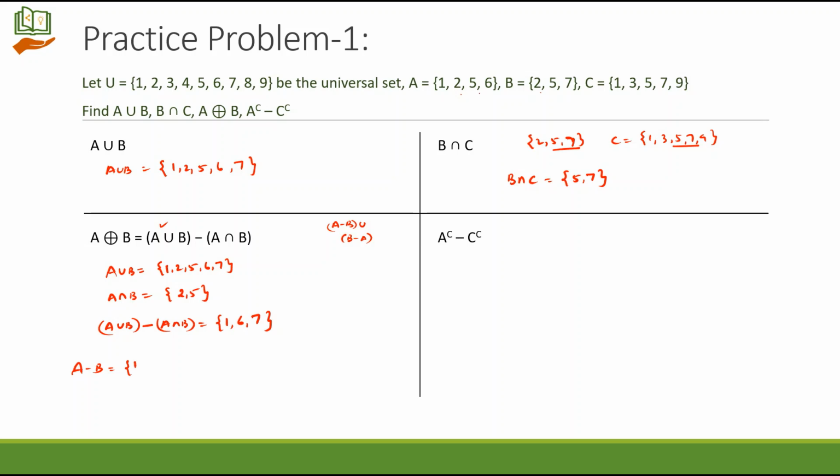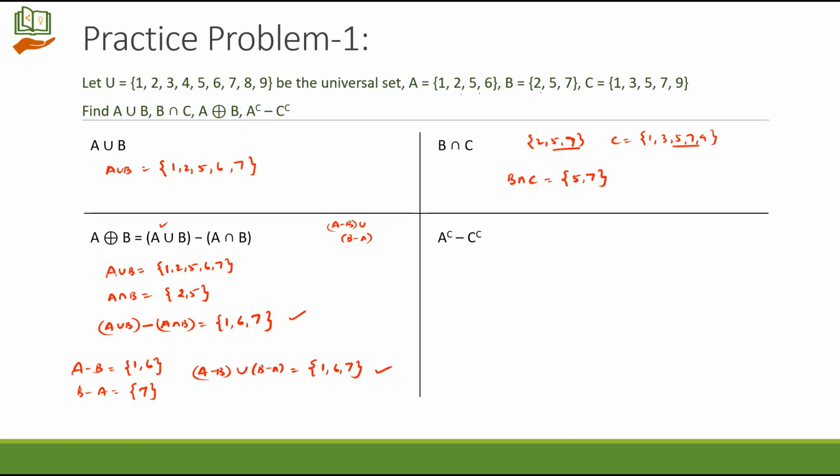1 is present in A, 6 is present in A but not in B. What is B minus A? 2, 5 are present in A, 7 is alone not present in A. Now A minus B union B minus A. What will you get? 1, 6, 7. Do we get the same answer?